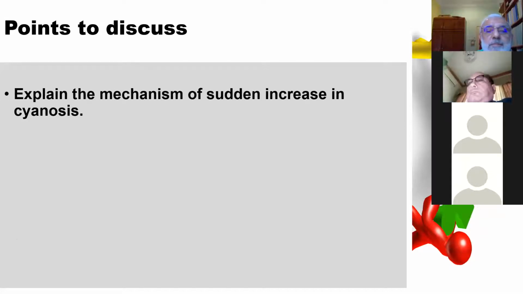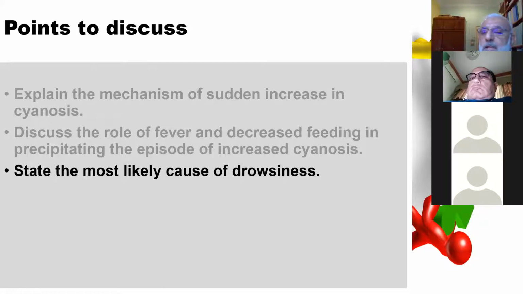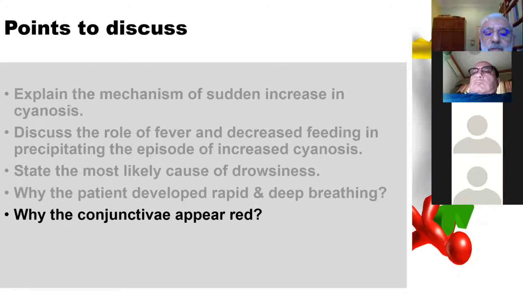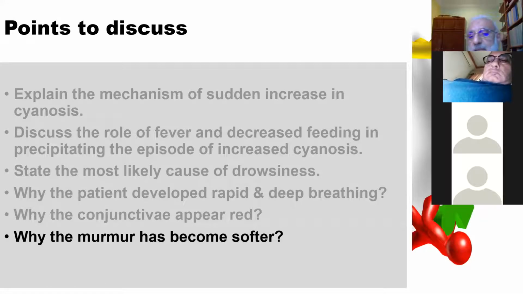Some points, for example, explain the mechanism of sudden increase in cyanosis, discuss the role of fever and decreased feeding in precipitating the episode of increased cyanosis, state the most likely cause of drowsiness, why patient develops rapid and deep breathing, why the conjunctiva appear red, and why the murmur has become softer. So all these questions can be discussed online with the students, with their participation, and lecturer can contribute by answering some of the questions and clearing some concepts.